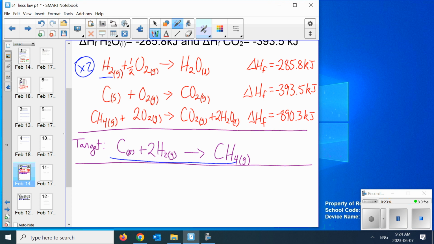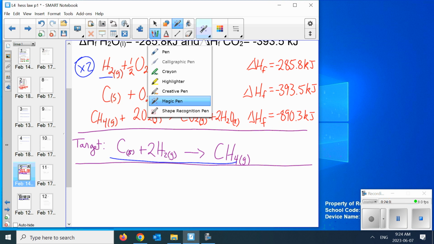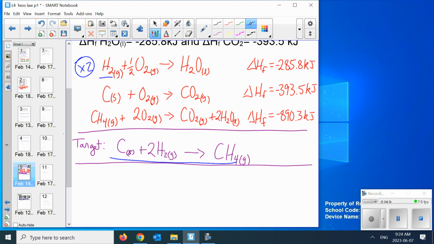Now the CH4 does not appear in either of these. So this CH4 is going to appear like that CH4. We need it flipped, right? Say the word flip or reverse. We don't need to multiply. There's one CH4. That's good.